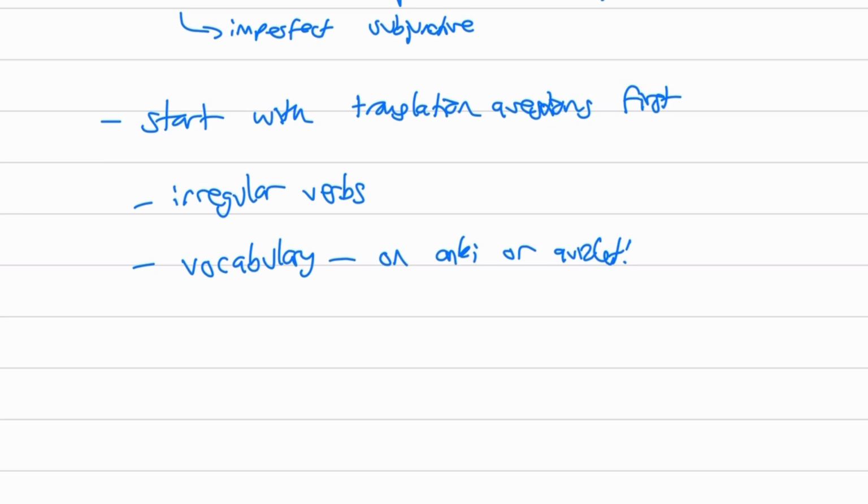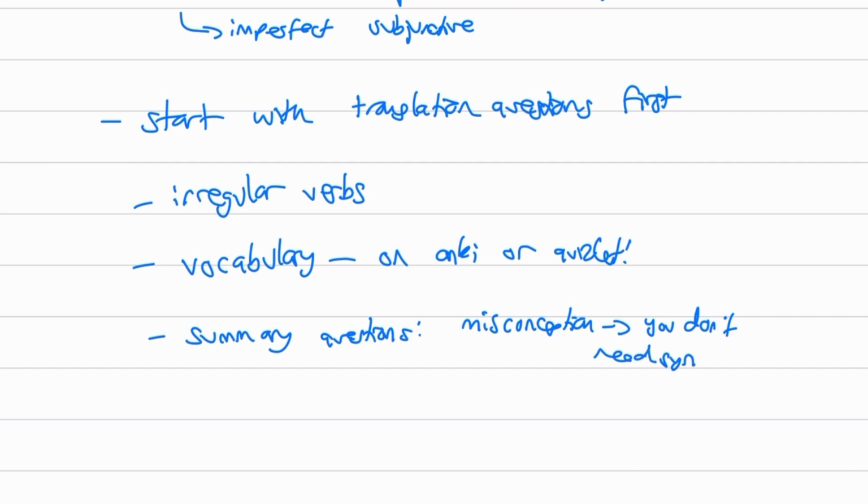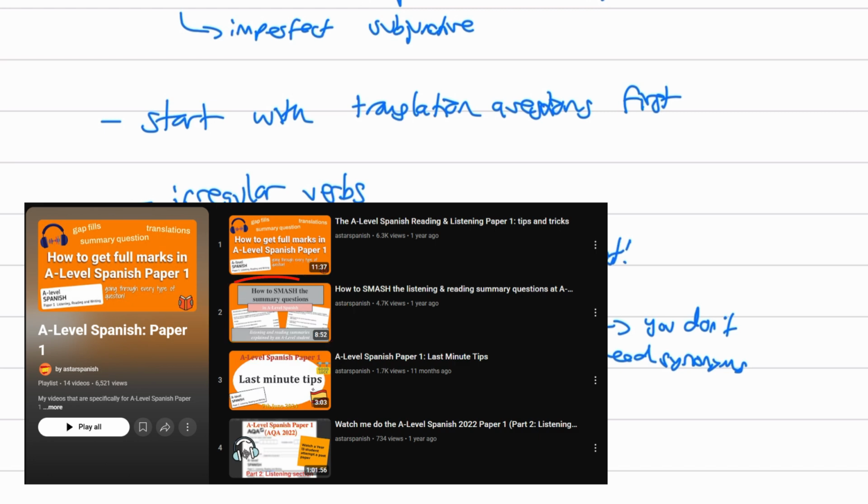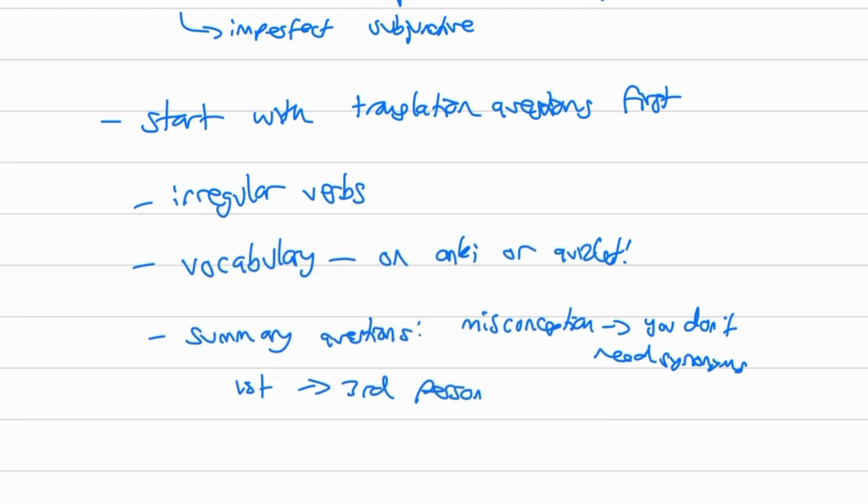For the summary questions for both listening and reading, they're 12 marks each. You don't need to change any of the actual vocabulary or use synonyms. You can lift directly from the text, but what you do need to do is change the grammar, manipulating things like me gusta into le gusta. The text will normally always be in the first person, and it's up to you to write your summary in the third person. I've got a whole separate video about the summary questions that I made last year. There are lots of misconceptions around these.